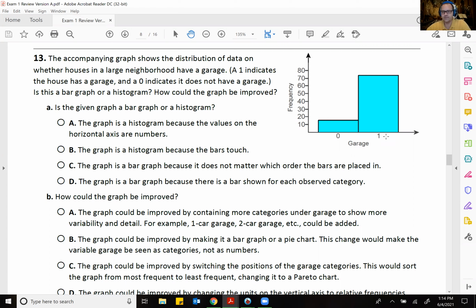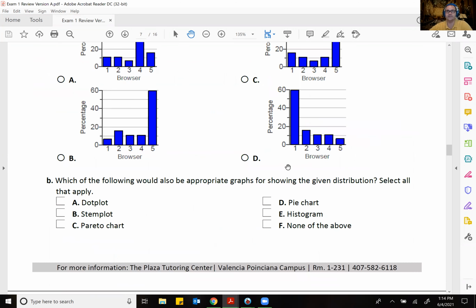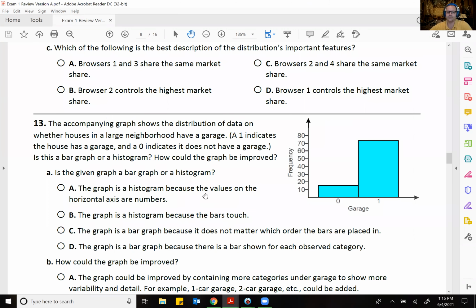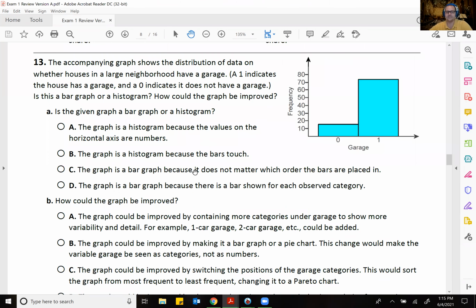The answer is B. And again, just because the horizontal axis has numbers doesn't always mean it's a histogram. Because we've had numbers up here, but my bars aren't touching, so this is not a histogram. This is a histogram, bars are touching. It's not a bar graph because, normally, if we do numbers and coding, we always start at the smallest code and work our way up to the largest code. So it does matter.